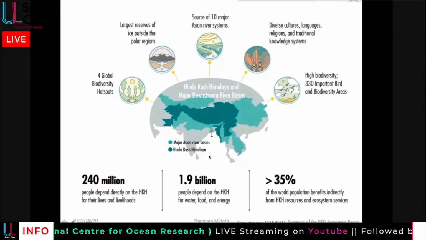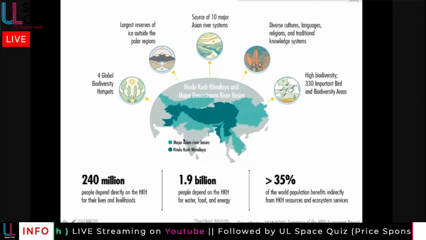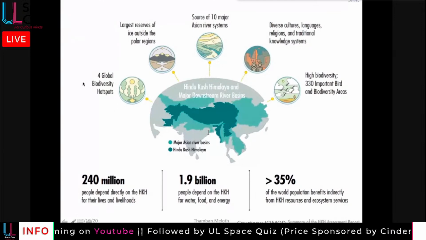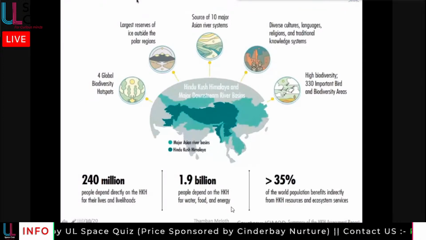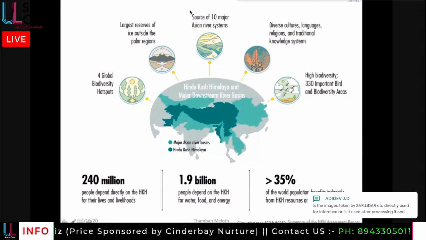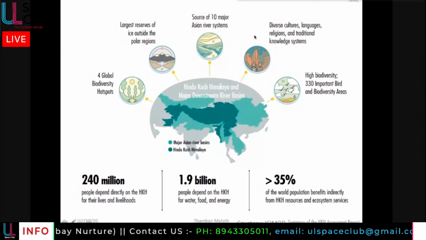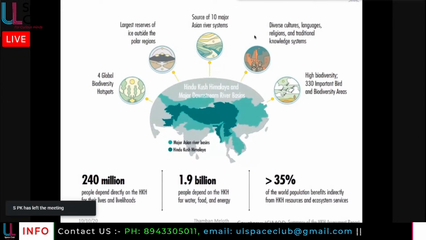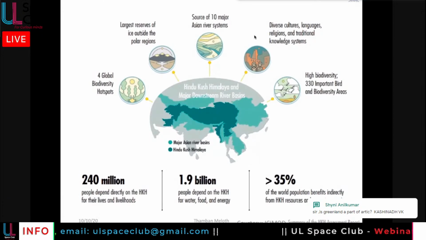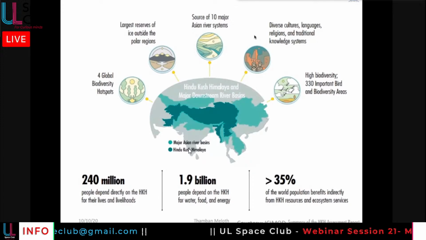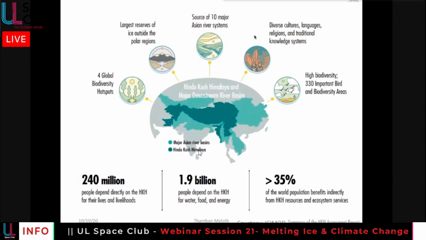Many of the largest, most populated countries exist in this particular part of the world. It has several biodiversity hotspots, and it has the largest reserves of ice outside the polar regions. It is the source of 10 major river systems, and it has been the cradle of many civilizations, as you must have studied in social studies and geography. Many religions originated from this region, and the traditional knowledge systems here are more diverse and bigger than in any other part of the world.